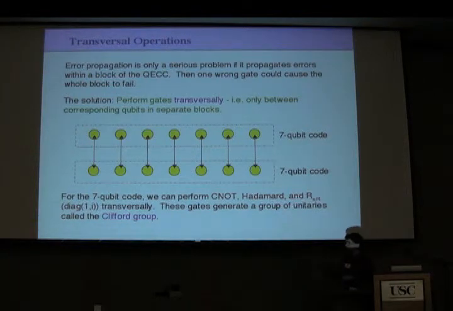And of course, any product of these we can also do with a transversal gate just by doing the appropriate product of these logical operations. Okay, so that's a bunch of gates. And those gates generate something called the Clifford group.